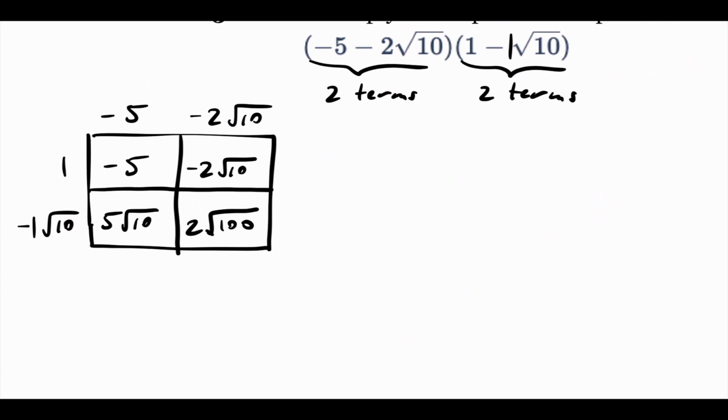Step 2, list everything I have. I got a negative 5. I got a negative 2 root 10, a positive 5 root 10, and a positive 2 root 100.